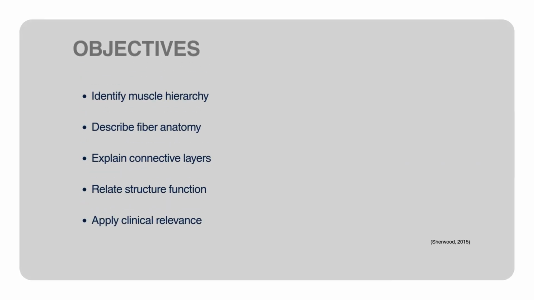By the end of this presentation, you should be able to identify the hierarchical organization of skeletal muscle, describe the microscopic anatomy of the muscle fiber, explain the connective tissue layers that support and protect the muscle, relate structural features to functional capacity, and apply this knowledge using data from a real human study on muscle adaptation. Each of these pieces builds on the next, so by the time we reach the research section, the physiology we learned in the beginning will help explain the outcomes in the figures. So go ahead and get your pencils and papers and let's get into it.